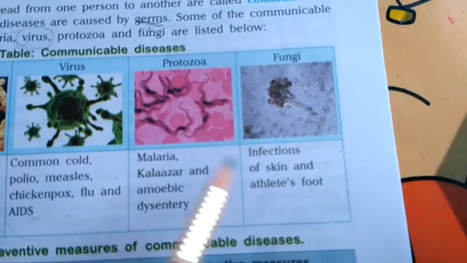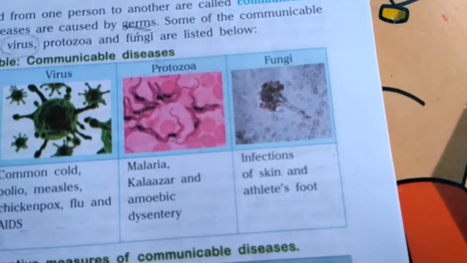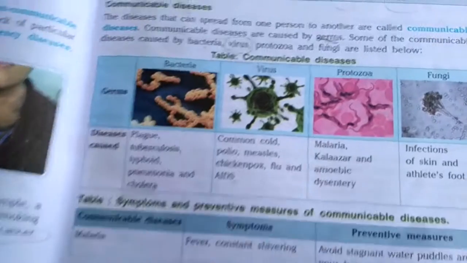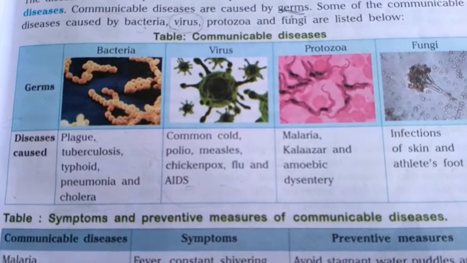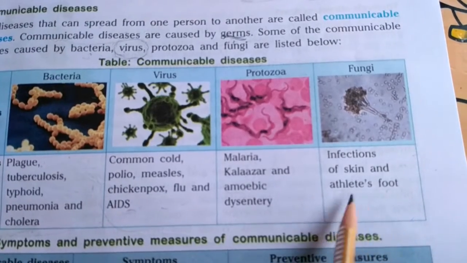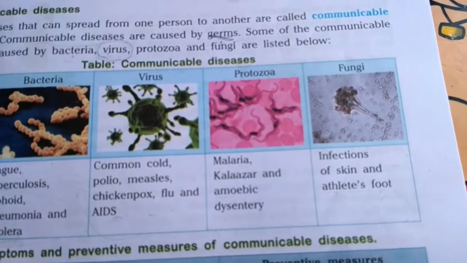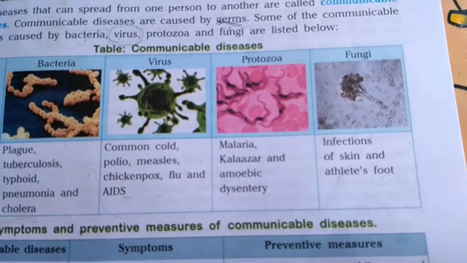And athlete's foot is a disease in which the foot of a person, the foot from which you walk, becomes very much swollen. Again, there is swelling of the foot of the person. So that is called athlete's foot. Okay, so these were some diseases, that is infections of skin and athlete's foot, which are caused by fungi.